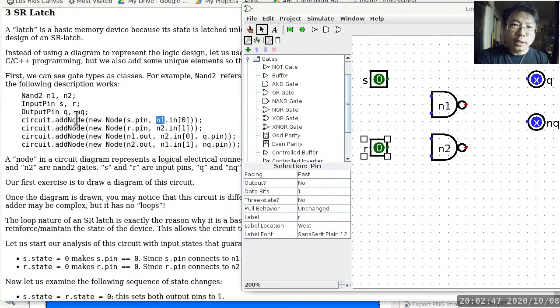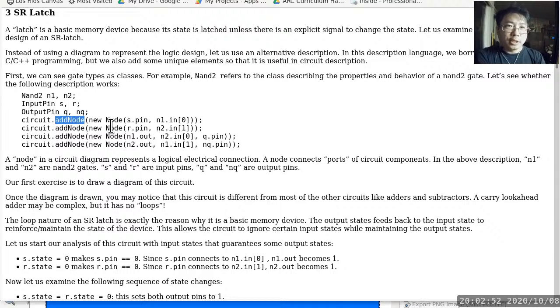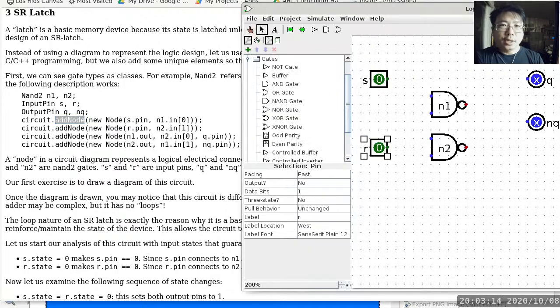Anyway, now we have all the components. We have six components. A node in a circuit is a collection of wires that are electrically connected together. Let me say that one more time: a node is a collection of copper wires on the circuit board that are electrically connected. In other words, they are just regular wires in LogicSim that connect a pin or port of one component to the port of another component.